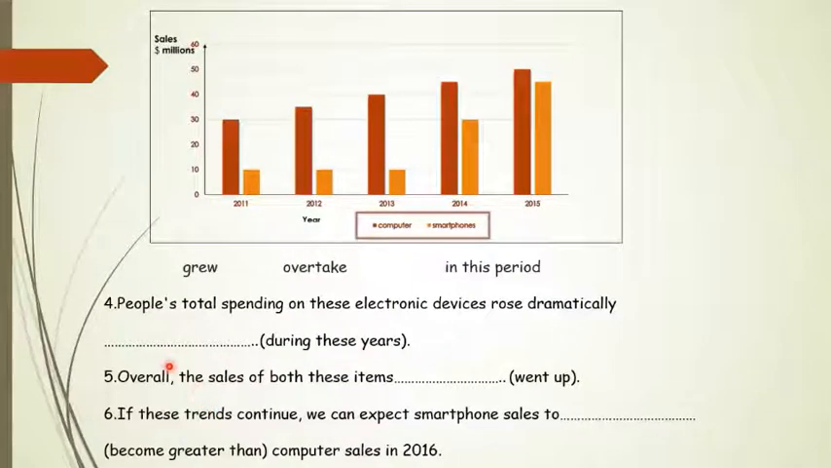Have a few more sentences. The words: grew, overtake, in this period. Number 4. People's total spending on these electronic devices rose dramatically during these years. Can you find a suitable word or phrase from these three? During these years means in this period.